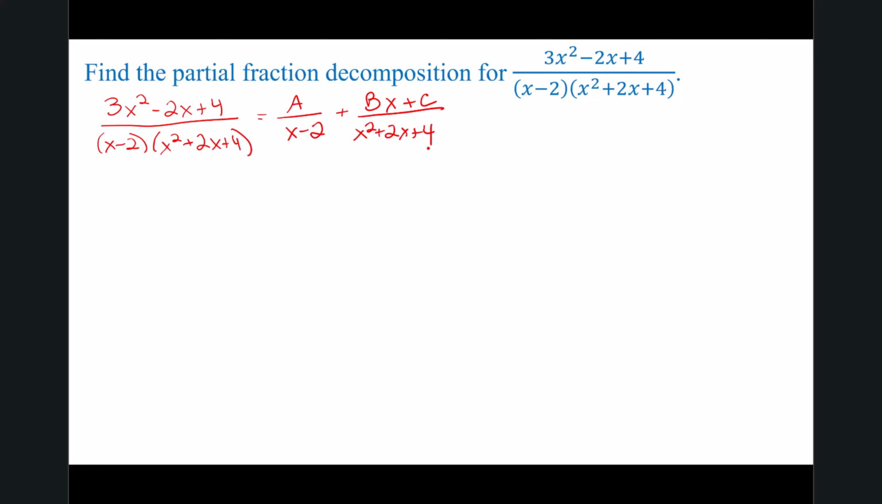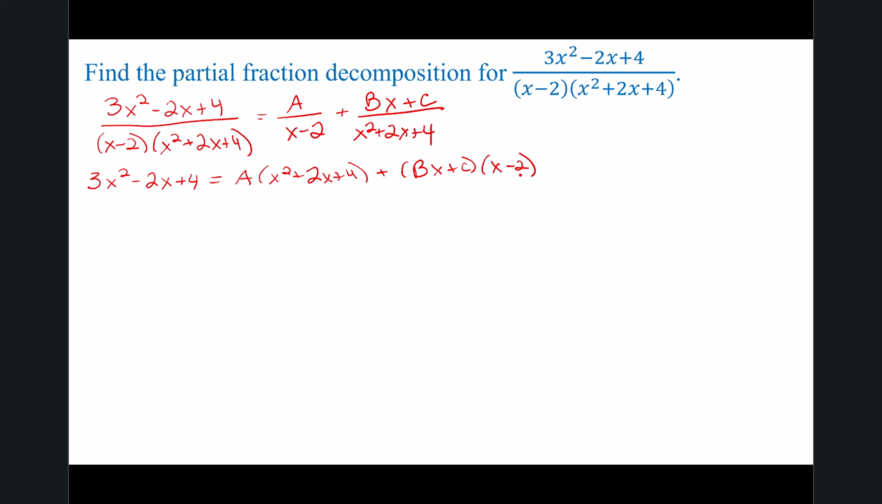And I'll start the same way we did with the linear factors. I'll clear the fractions, so I'm multiplying both sides by that common denominator. So it cancels on the left side. I have 3x squared minus 2x plus 4. On the right side, I have a times x squared plus 2x plus 4 plus bx plus c times x minus 2.